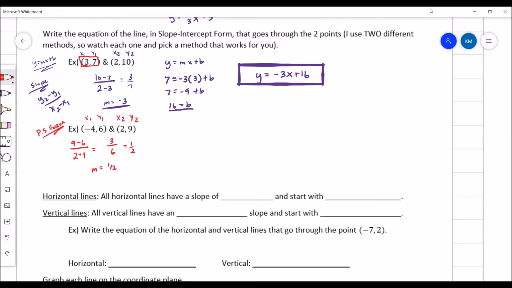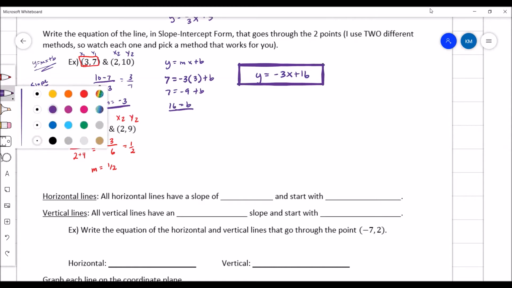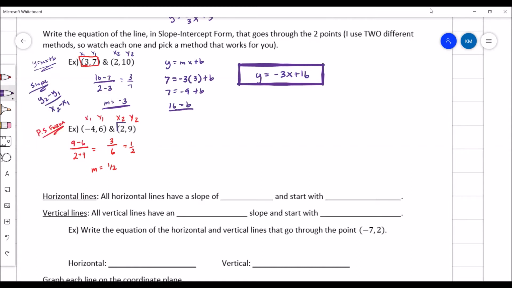Now I'll use one of the points, and the point that I'm going to use is 2, 9. I could choose either of the points, but in this case, I'm choosing 2, 9 because they're both positive, and so I have less to worry about with forgetting a sign or messing it up. In point slope form, again, that's y minus y1 equals m times the quantity x minus x1. I'm plugging in the information I know.